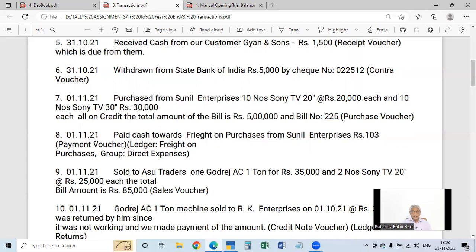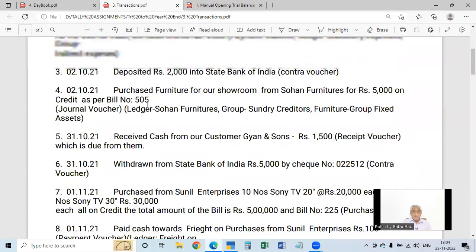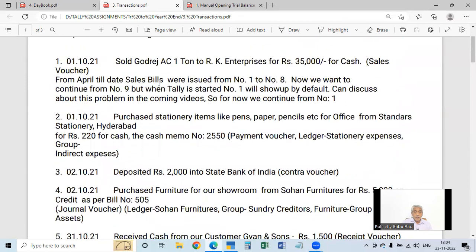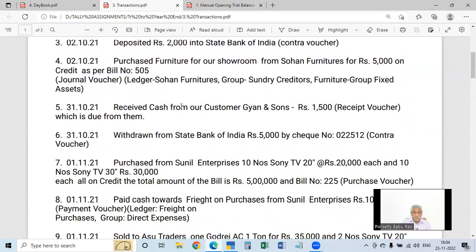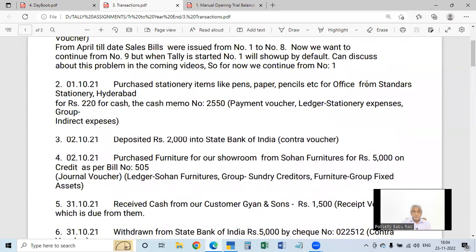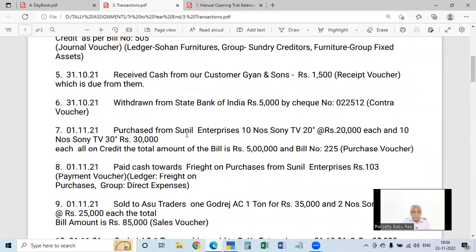Okay. Next. 111. Paid cash towards freight on purchase from Sunil Enterprise, 103 rupees. See here, from Sunil Enterprises we purchased. Yes, here we purchased already, sorry, in the beginning only, in the previous one.